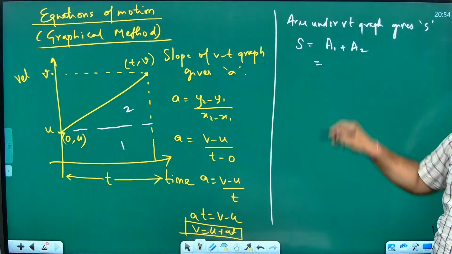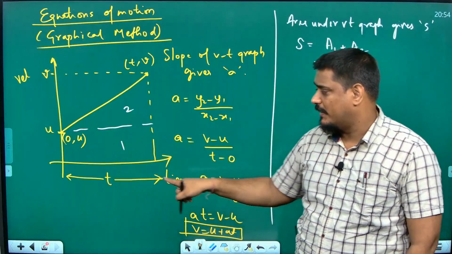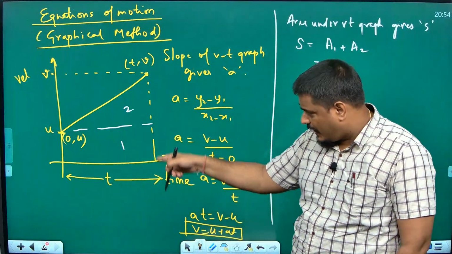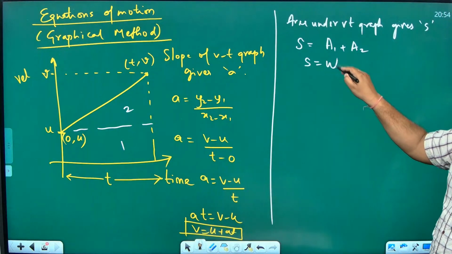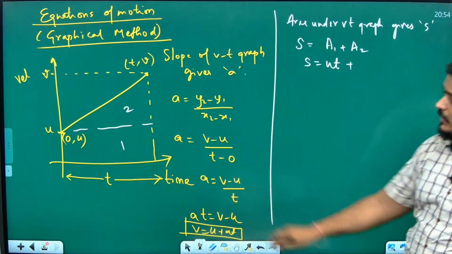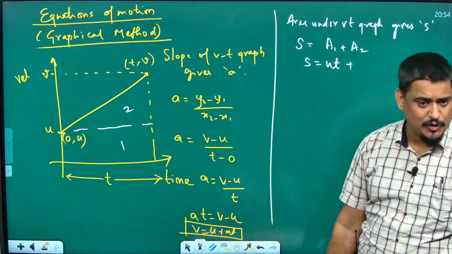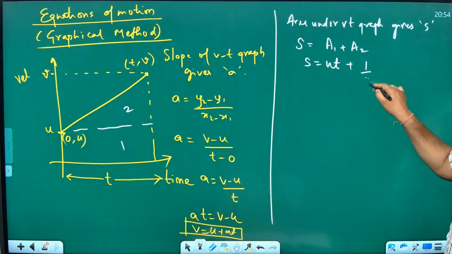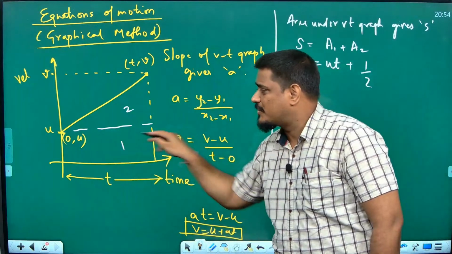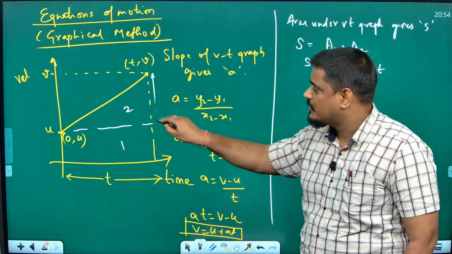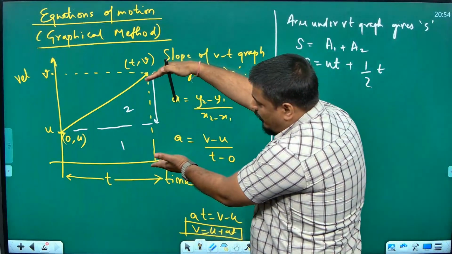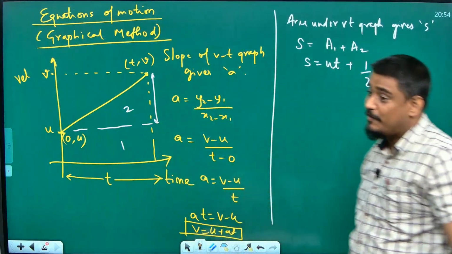What is area 1? Length into breadth. Length is how much? t. And what will be this? u. So I can write ut, plus this triangle, half into base into height. So half into base. Base is how much? t. And what is the height? This height is how much? How much is v? v is the total height. This is v, this is u. v minus u.